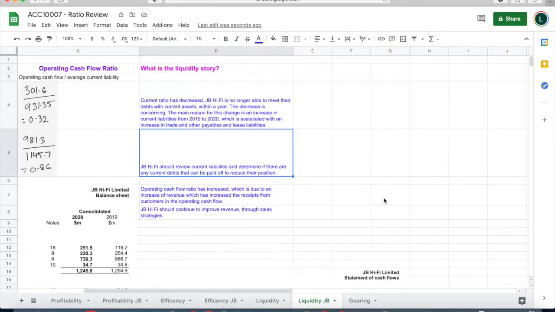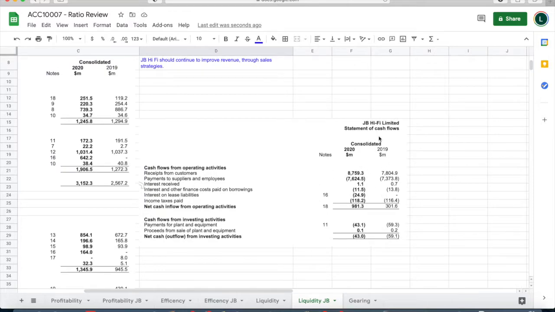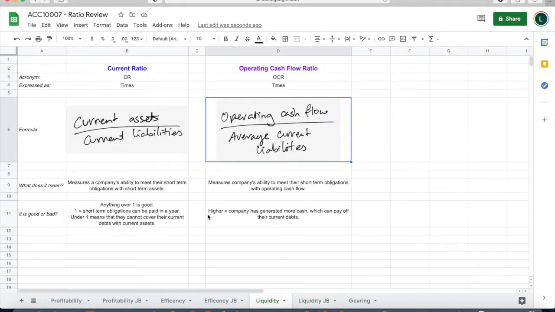If we have a look at JB Hi-Fi, here we go, is our net cash from investing activities. Well, it's actually a cash outflow. Net cash inflow from operating activities in your cash flow for JB Hi-Fi. So these are our two ratios. They basically measure the liquidity position of a company.